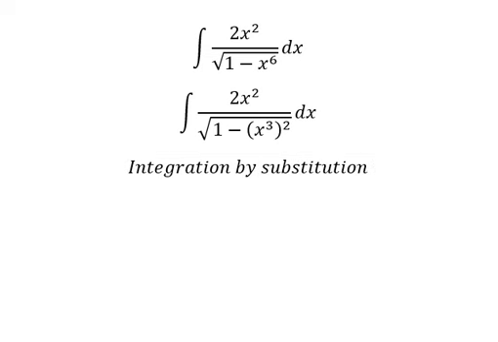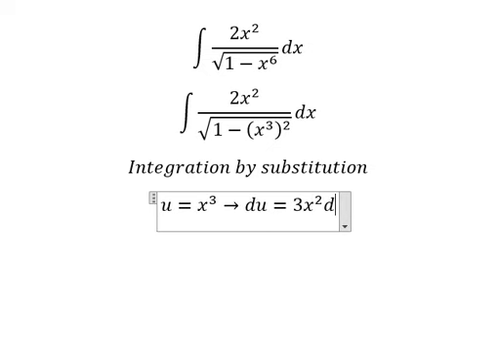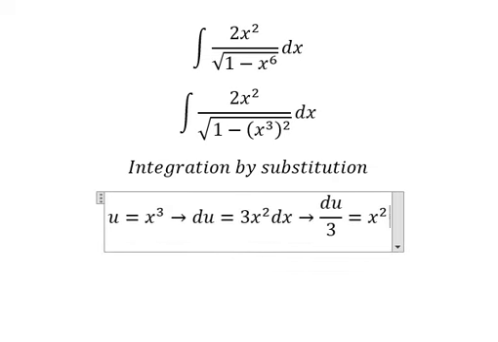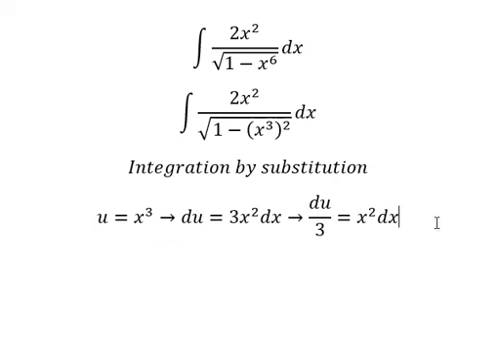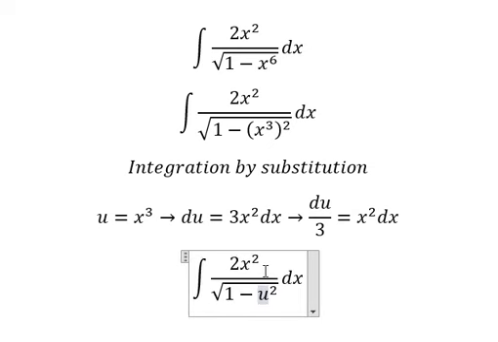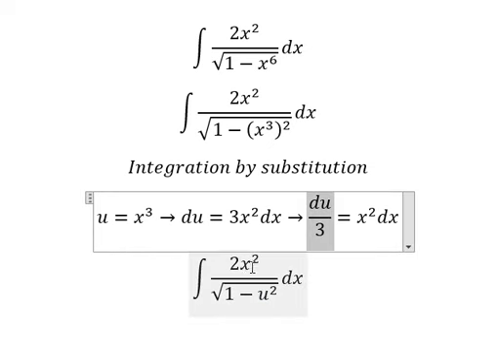So I will put u equals x to the power of 3. Later, we need to first take the derivative of both sides, and we have 3x squared dx. Because we don't have the number 3, we need to divide both sides by 3. This one we change for u. The x squared dx we change for this one.